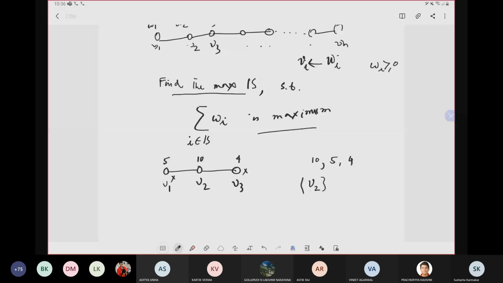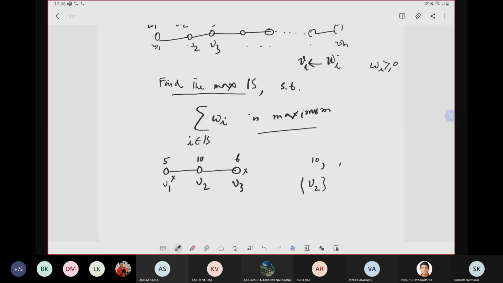Okay, this is correct. But now, suppose I have changed the weight like this. This is my 6. Then if I sort, my sorted numbers become like this. Then I take the vertex with the maximum weight. And once I take it, I cannot take V1, V3.